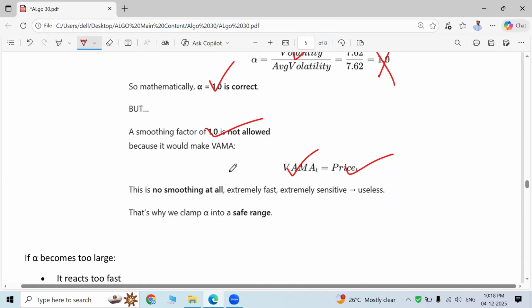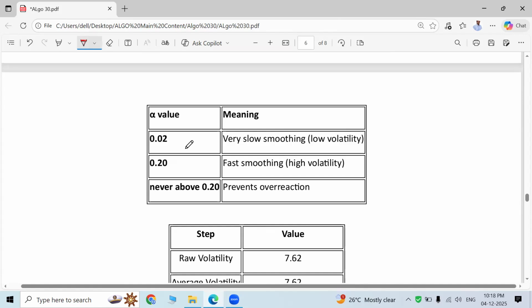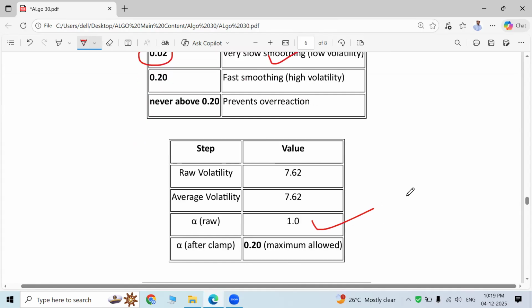So we need to find the alpha in a particular range. What is the deciding factor? If you want very slow smoothing, low volatility, then we choose alpha as a small value. When we want fast smoothing, high volatility, we choose a larger value. The value of alpha cannot be above 0.2. We are currently getting the value as 1, but the max value allowed is 0.2. So that's why we stick to 0.2 only.